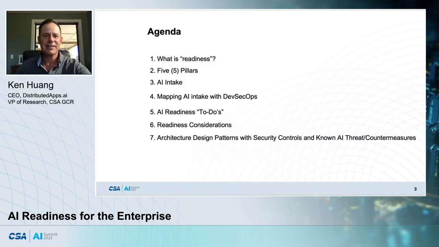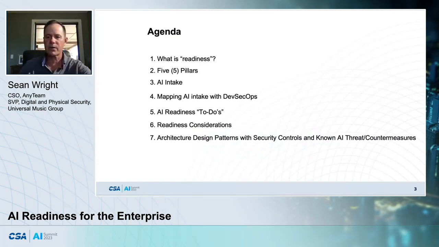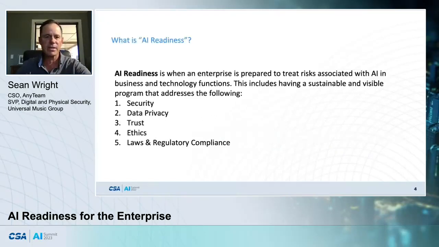Excellent. Thanks, Ken. So here's the agenda. We're just going to go through what is readiness, what we think of as our 5 pillars for AI readiness, the concept of an AI intake process, mapping your AI intake with DevSecOps, some readiness to-dos and considerations, and then Ken will go through in more detail some of the architectural design patterns with security controls and known AI threats and countermeasures, which I'll also participate in. But that is the agenda.